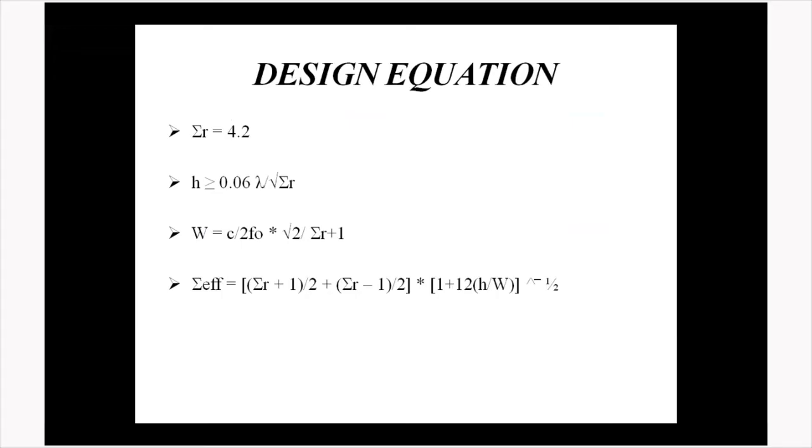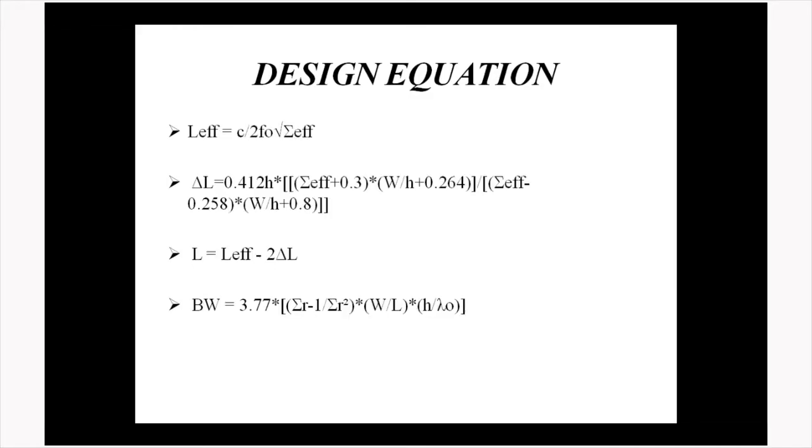Then the design equations, which involve epsilon r, the relative permittivity, which is 4.2. H denotes the height of the antenna, W denotes the width of the antenna, epsilon effective denotes the effective permittivity of the antenna, and L effective is the effective length of the antenna. L denotes the length, and BW denotes the bandwidth of the antenna.